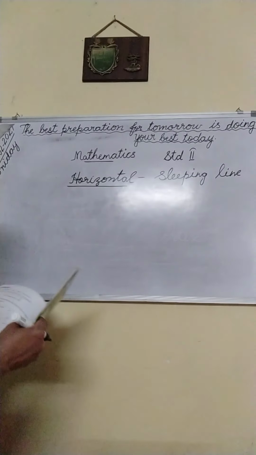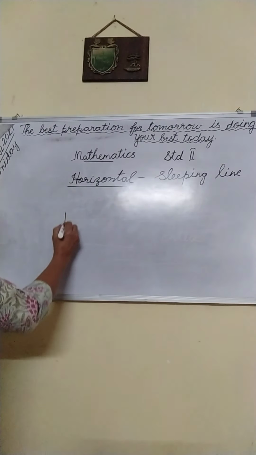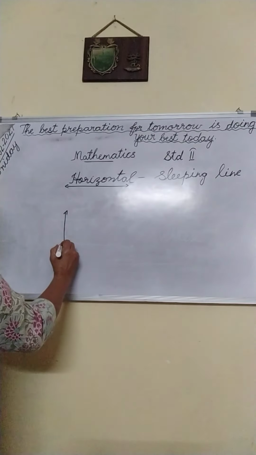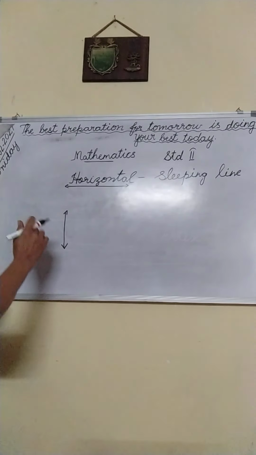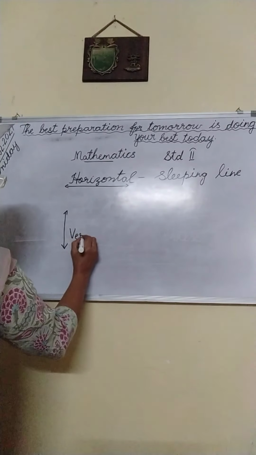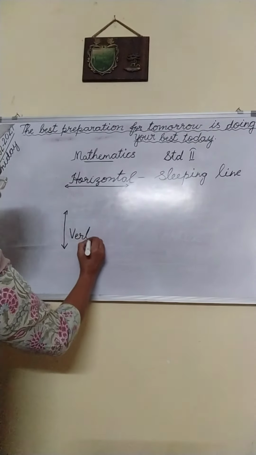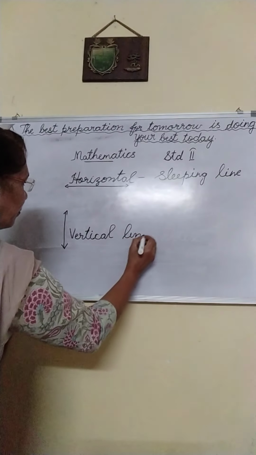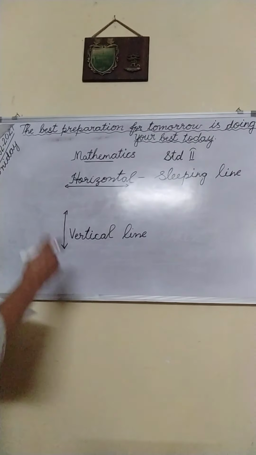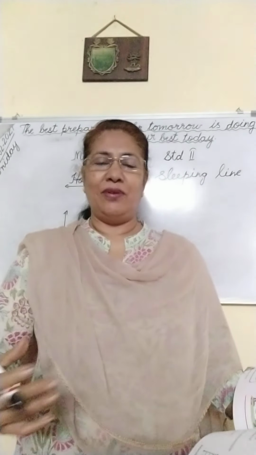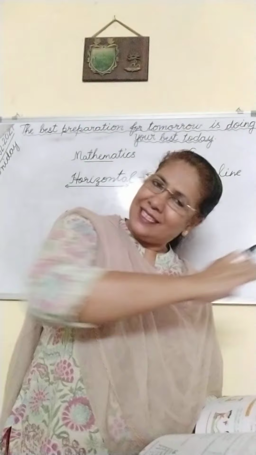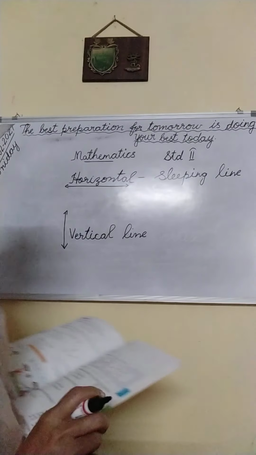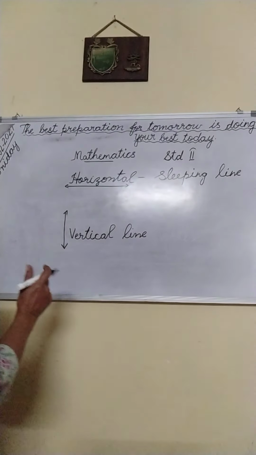The next line we are going to draw here is, see the line? This is the vertical line. What is this? Vertical line. V-E-R is ver. Verti. T-I. Vertical. Vertical line. Now this is known as standing. See? When we stand, how is it? The same way, when we sleep, we put our head in this position and we sleep. So when we stand, this vertical line is known as standing line.